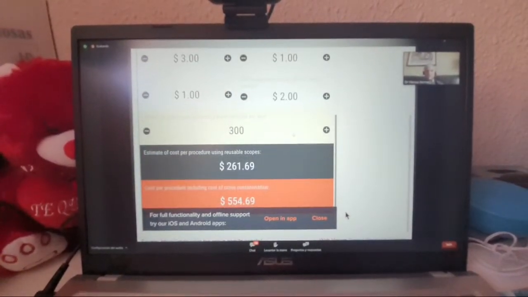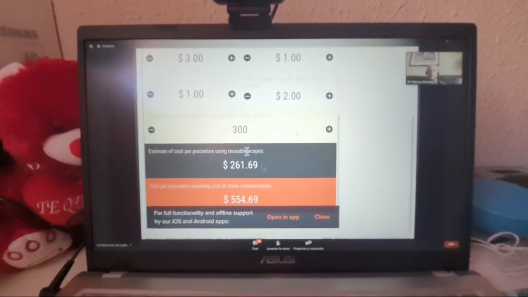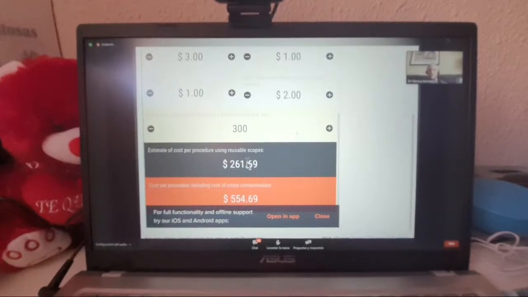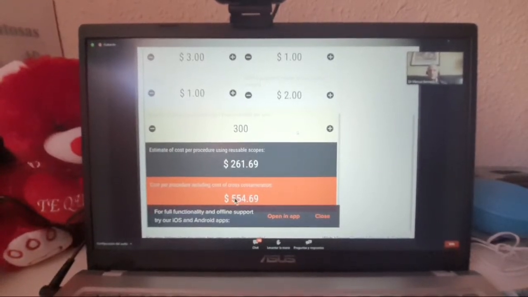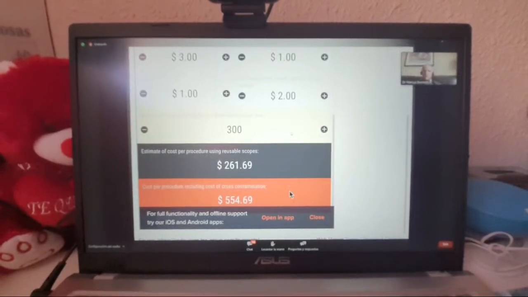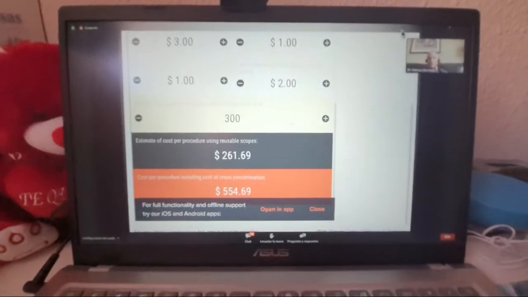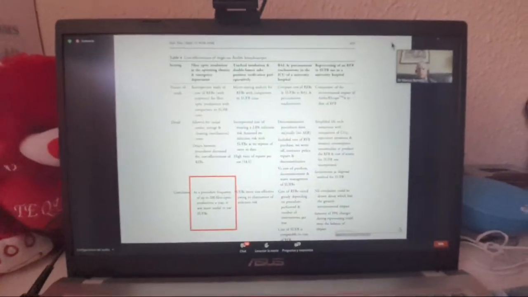So in this case, if you did it at 300 procedures a year, the cost of using a reusable scope is $261. However, if you add in cross-contamination, it's $554 per patient with the risk of infection. So that allows you a look in general at what cost is.